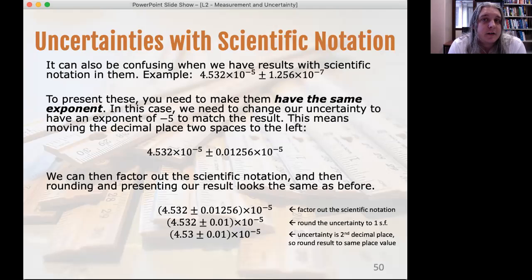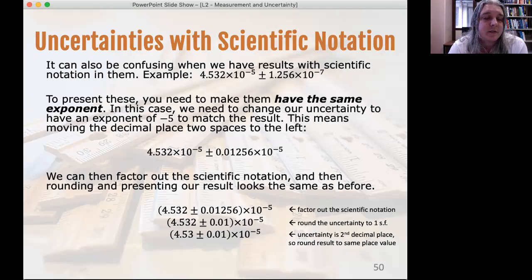So one thing that I do recommend you try doing, if you're not confident with rounding scientific notation results, is to convert them both to the same exponent. So rather than having 1.256 times 10 to the negative 7 as your uncertainty, change the scientific notation. Move that decimal place 2 places to the left, and that will change your scientific notation to times 10 to the negative 5, which now matches your result, your central value. And you can then put the scientific notation outside brackets. You can factor it out.